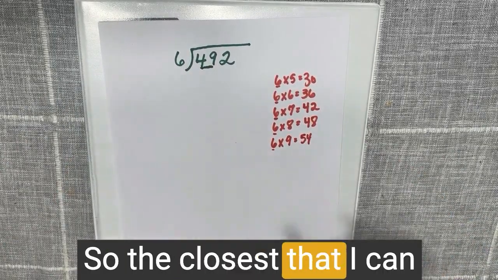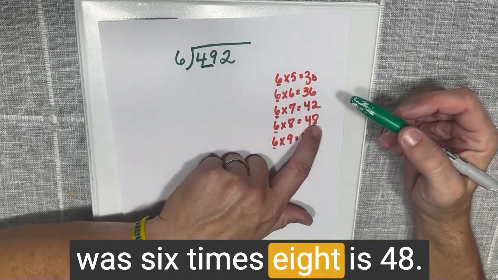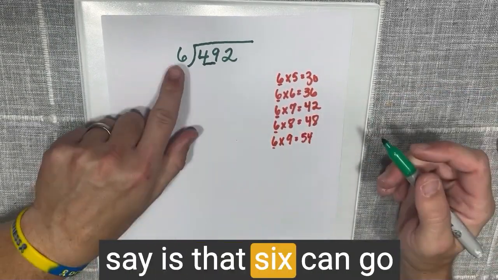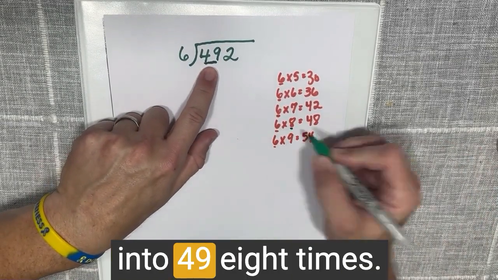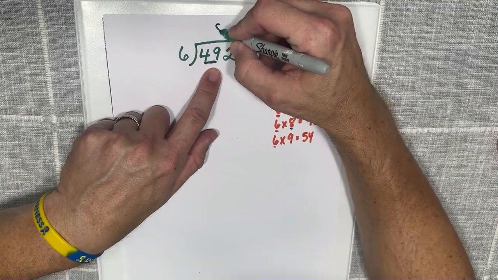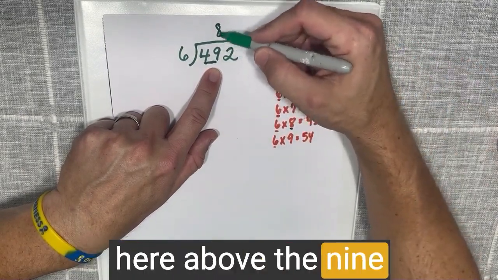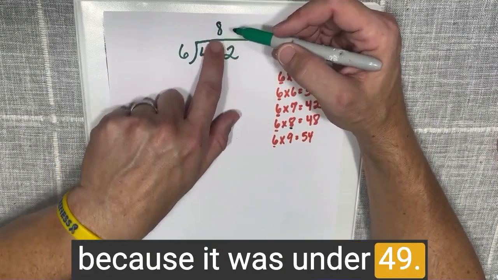So the closest that I can get without going over was 6 times 8 is 48. So what I'm going to say is that 6 can go into 49 8 times. So I'm going to put that right up here, right above that 9. I'm going to stick the 8. Okay. And I put that 8 right here above the 9 because it was under 49. So I'll put it there.